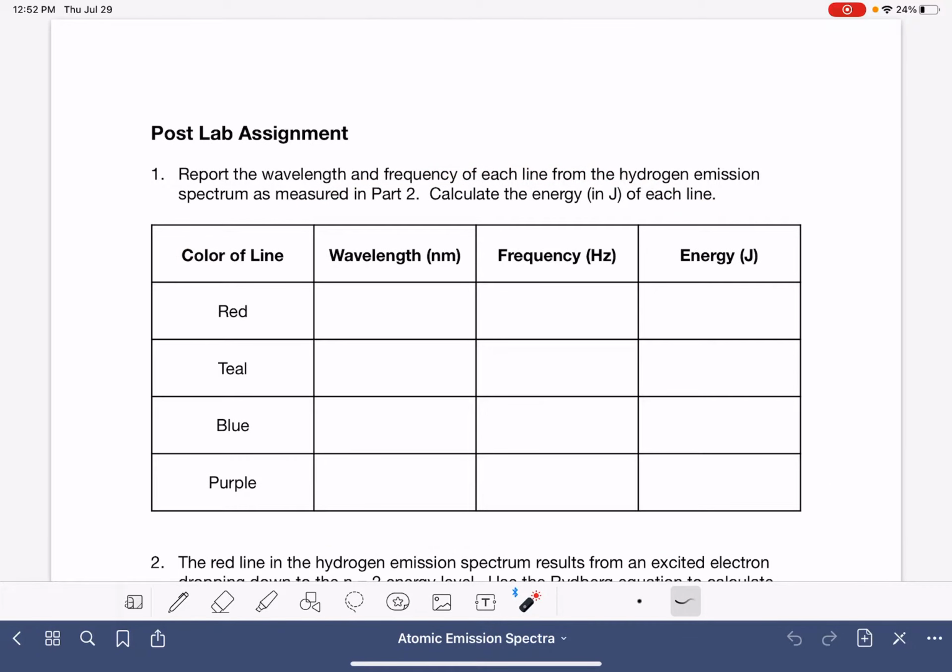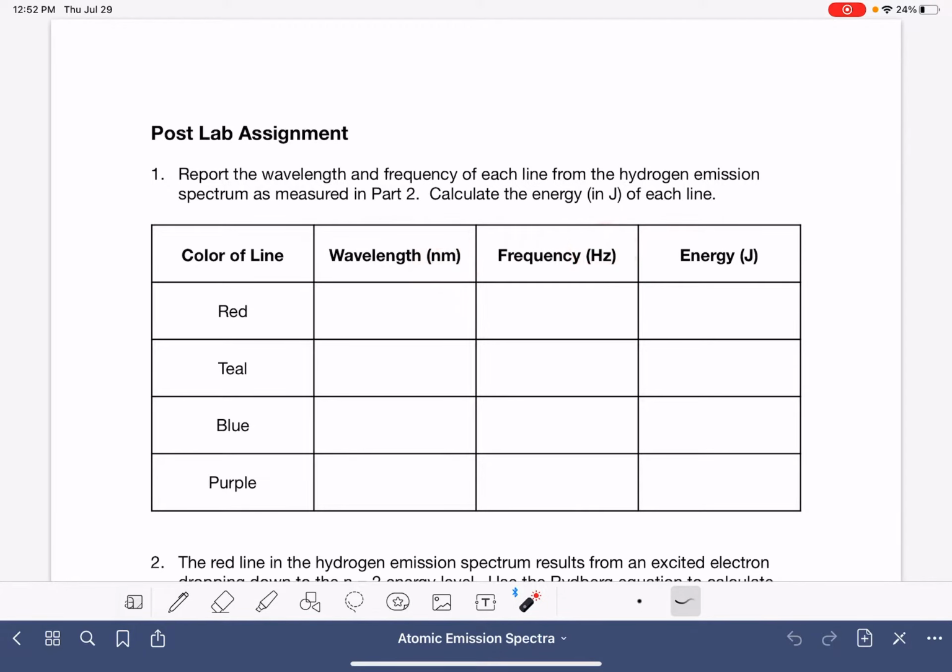On the first question, you have a data table. This data table is going to contain some information that you collected during the experiment and then some information that you're calculating on your own. During the experiment, you'll be reporting the wavelength and the frequency of these 4 different lines in the hydrogen emission spectrum. One thing you need to watch out for is the units. In this data table, you need your wavelength to be reported in units of nanometers. You need your frequency to be reported in units of hertz, which is the same thing as seconds to the -1. These may not be the units that are used in the lab.